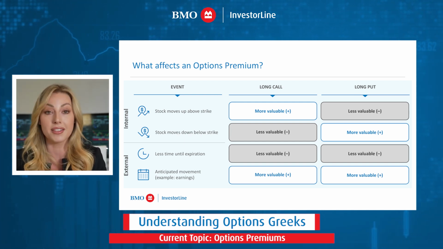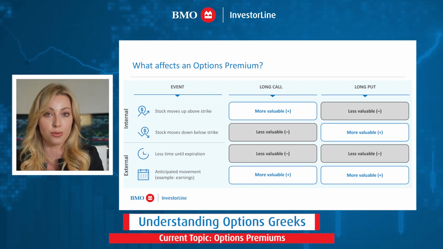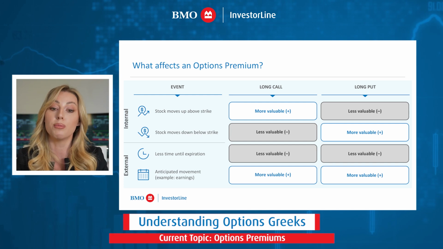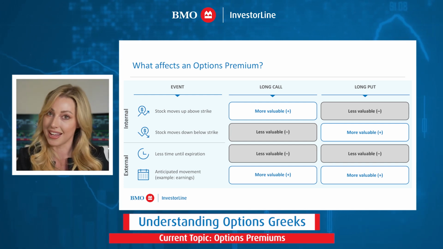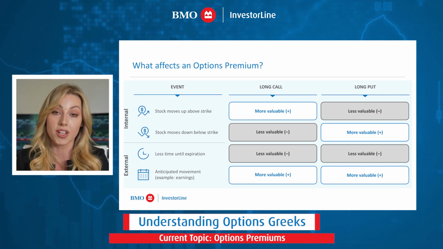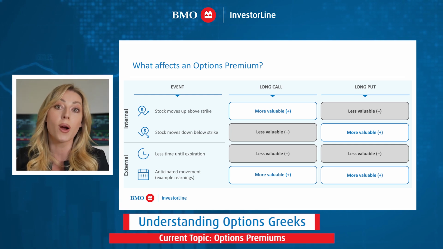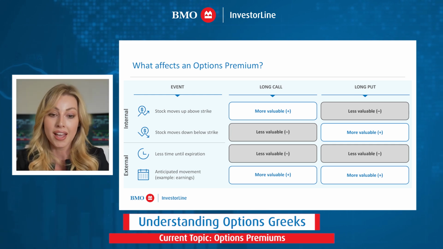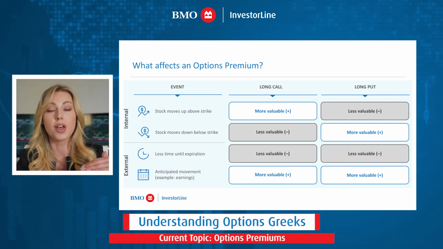The event, if a stock moves above the strike price, well, if I've purchased the right to buy in a long call, that's going to be more valuable for the long call, positive event. It's a negative event for the long put. If the stock moves below the strike price, if I've purchased the right to buy, that's a negative event. So that's going to negatively affect my option. On the long call side, on the long put, however, that's going to positively affect it because it's moving more in my desired direction.